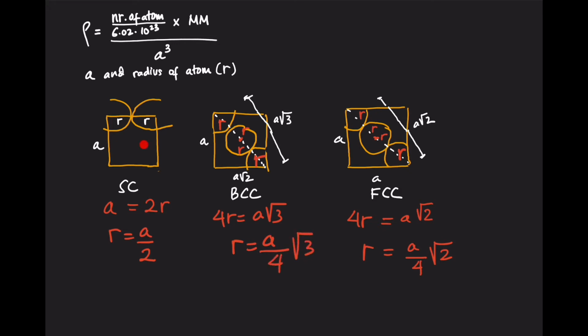So depending on the arrangement, either simple cubic, BCC or FCC, we can find the relation between the radius of the atom and A, the edge of the cube.